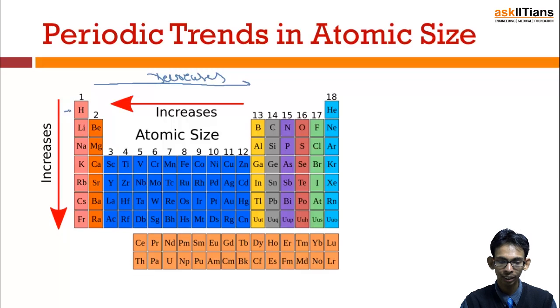In hydrogen there was 1 shell, n is equal to 1; in lithium there were 2 shells, n is equal to 2; and in sodium there are 3 shells, n is equal to 3. So down the group, size increases due to the increase in the number of shells. Along the period, size decreases because of the increase in effective nuclear charge while the number of shells stays the same.